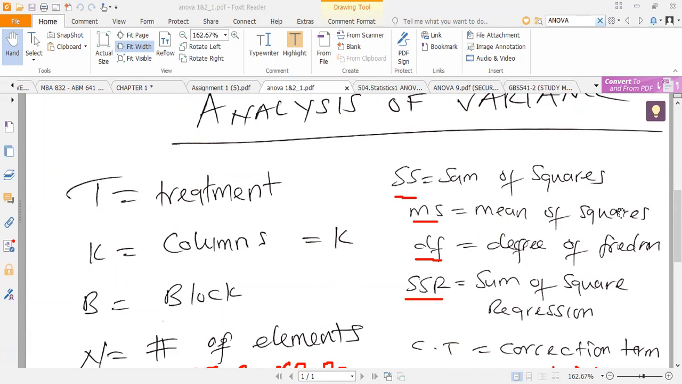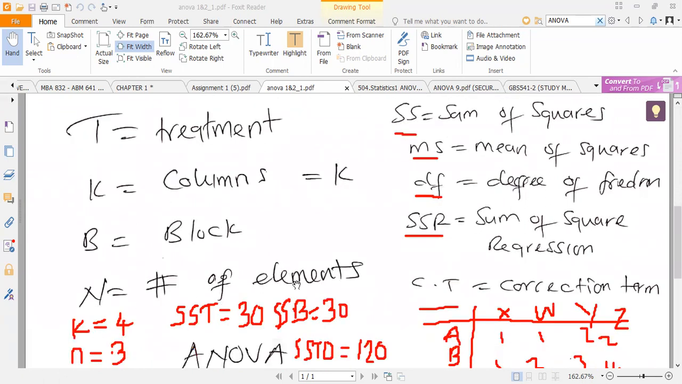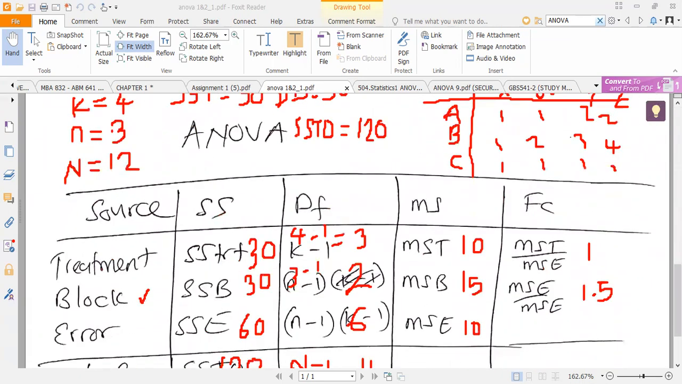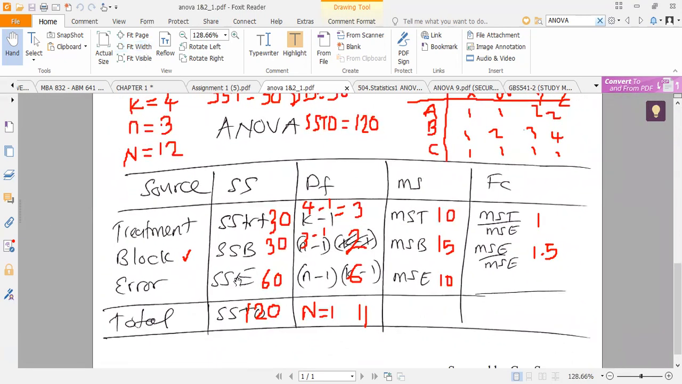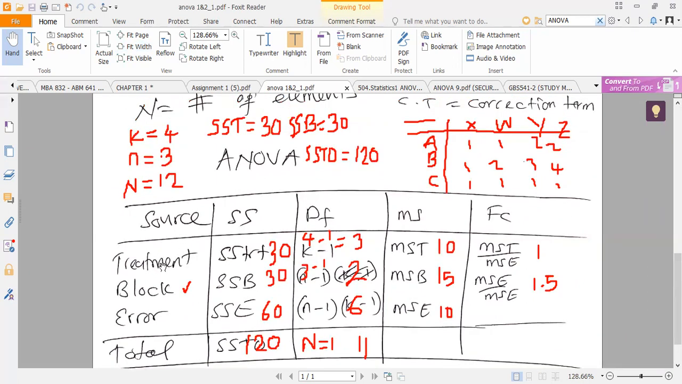MS stands for the mean of squares. DF stands for the degree of freedom. Then treatment is denoted by the letter K or T. The blocks is denoted by the letter B or N, small n. The capital N stands for the number of elements. So I'm going to take you through this mini two-way ANOVA table where we have the sources: treatment, block, error. So whenever we have a block, this becomes a two-way ANOVA.